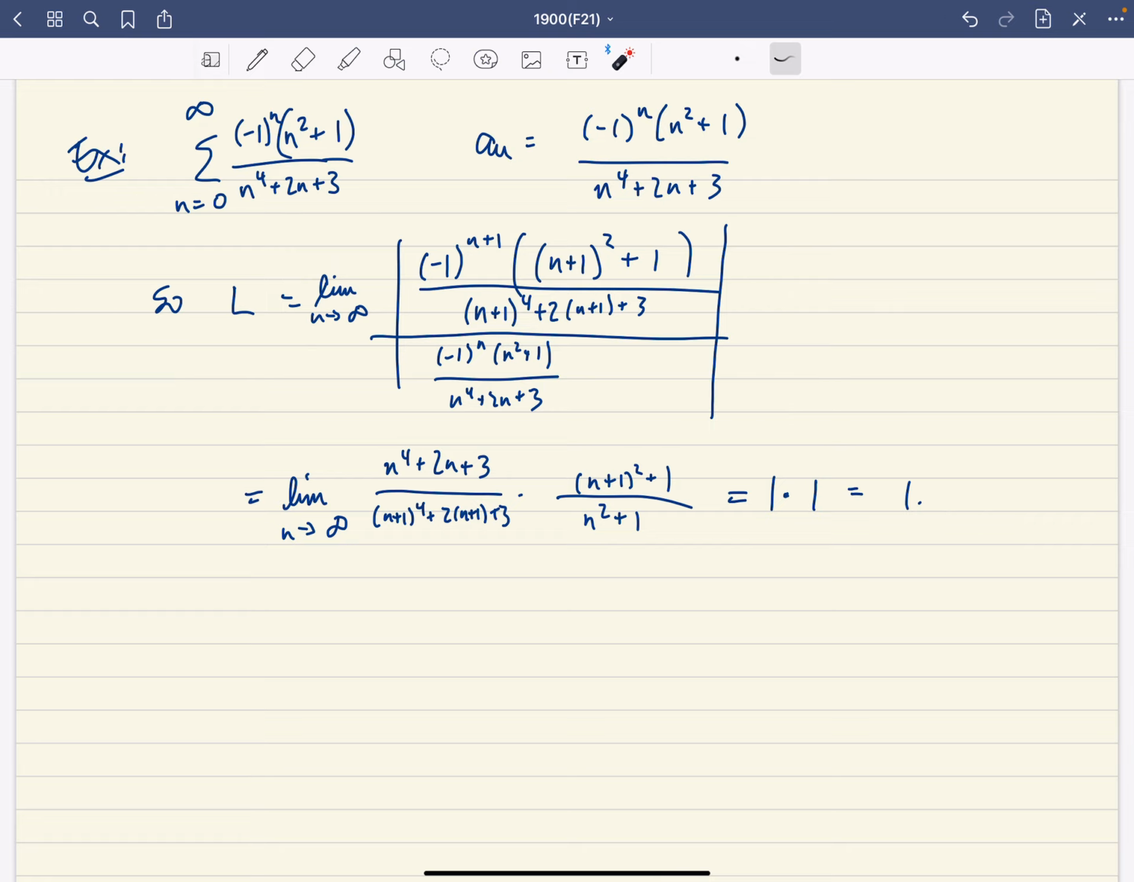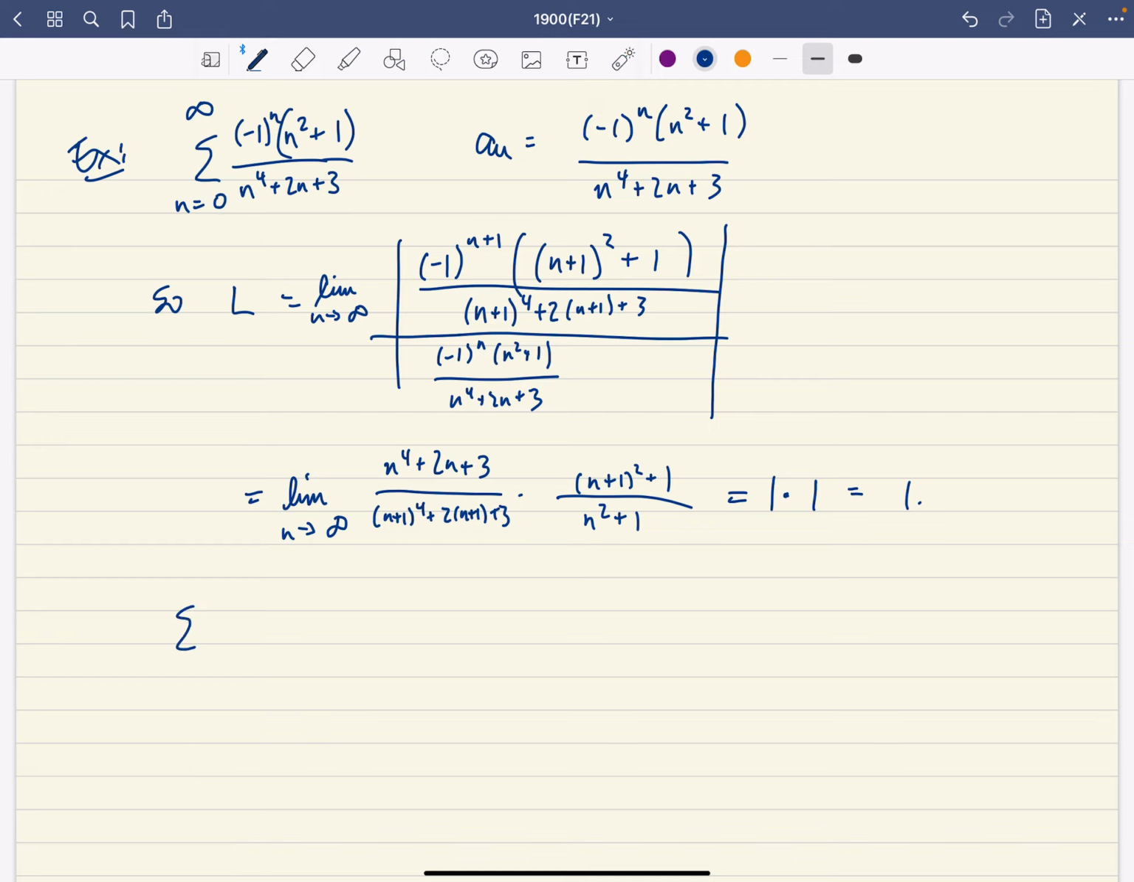So if you have n squared plus 1 over n to the 4th plus 2n plus 3 all times -1 to the n, the ratio test is just not going to tell you anything because the limit turned out to be 1. What will tell you something is taking absolute values. So we're just going to have to do this one by hand.